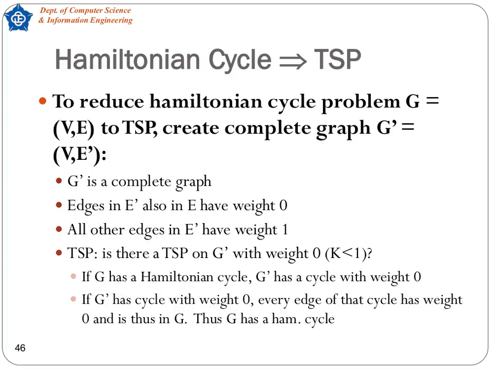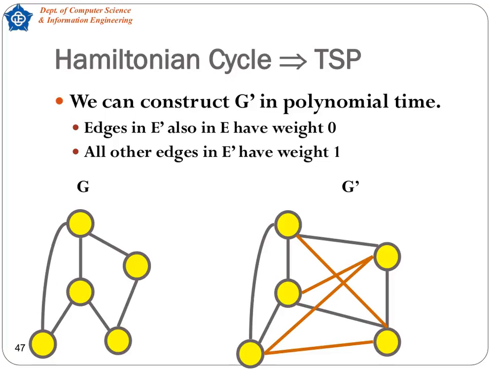This 0 weight criterion gives us an exact polynomial time reduction from Hamiltonian cycle to TSP. Next, we'll verify that this construction indeed runs in polynomial time and wrap up our NP-completeness proof. Building on that weight 0 idea, here's how we reduce Hamiltonian cycle to TSP in polynomial time.